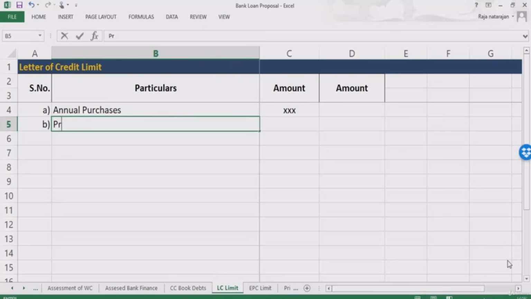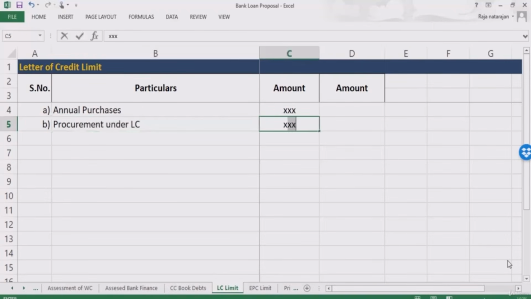So we'll say procurement under LC. There is going to be a certain amount. Say for example, if annual purchases is 120 crore, and let's say the procurement under LC is expected to be only around say like 40 crore. Only 40 crore worth of goods are going to be procured under LC.